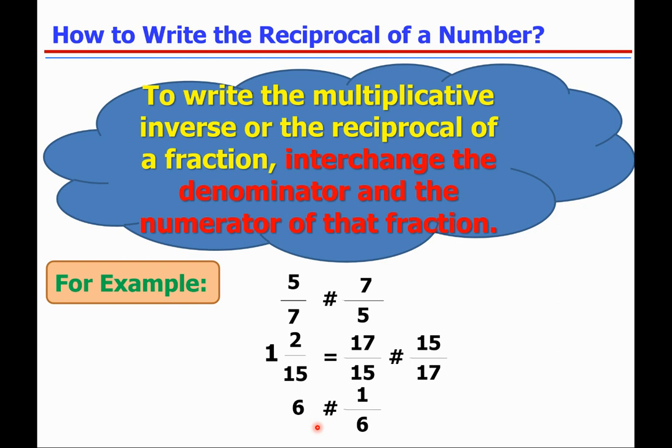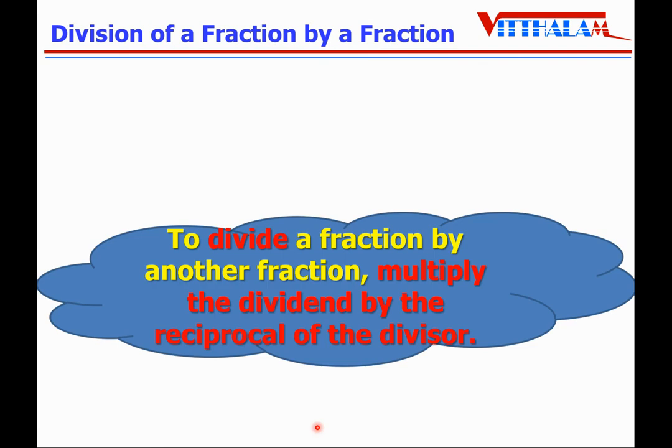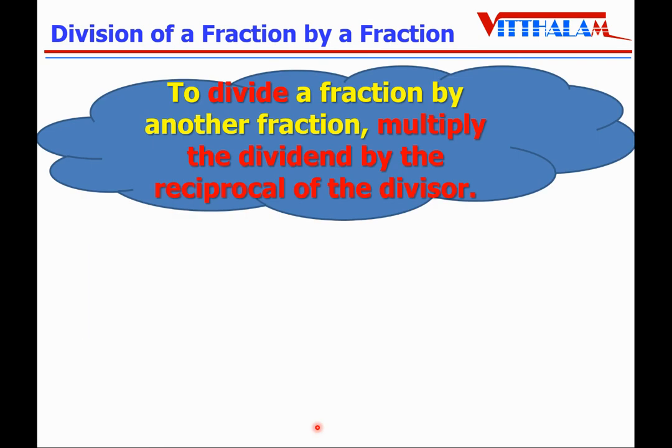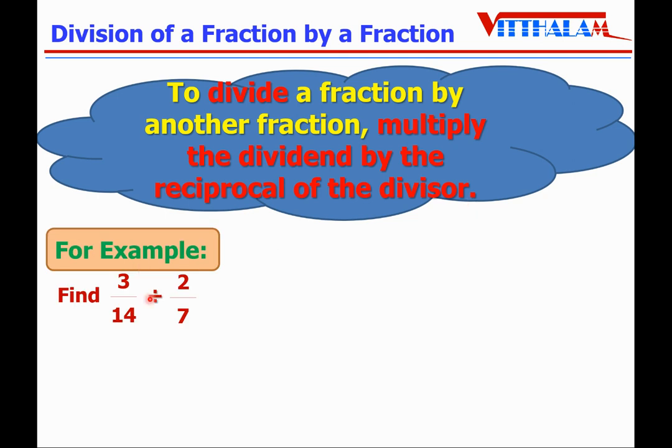Now let's do the operation of division of a fraction with a fraction. So to divide a fraction by another fraction, what will we do? We'll multiply the dividend by the reciprocal of the divisor. Let's understand with one example. 3 by 14 divided by 2 by 7. So multiply the dividend. Dividend is 3 by 14.